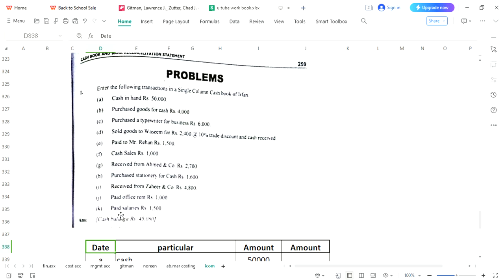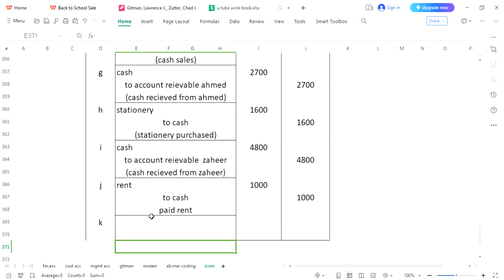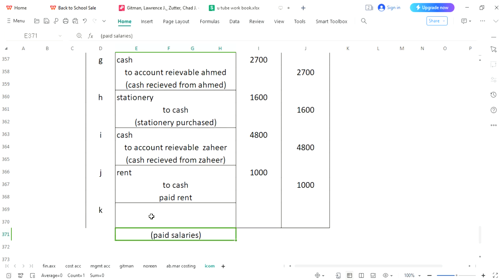K is saying paid salaries. Alright guys, you will write paid salaries. This is your narration. And paid salaries means you have paid an amount as salaries. When you pay, it means cash will go out. When cash is going out, your asset is decreasing. Decrease in asset should be written on credit side, so you will put cash on credit side.